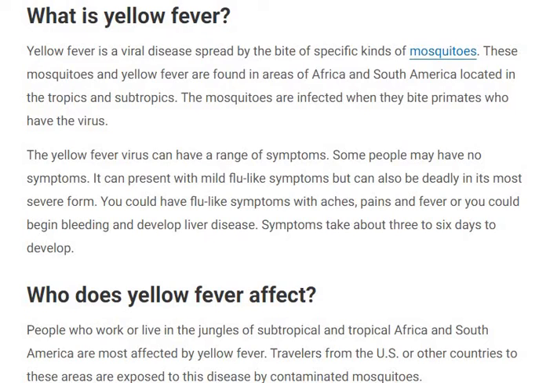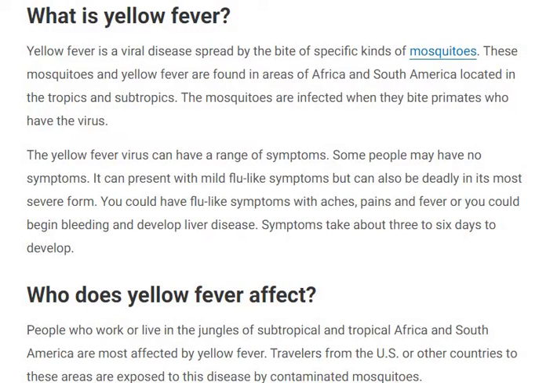The yellow fever virus can have a range of symptoms. It can present with mild flu-like symptoms, but can also be deadly in its most severe form. You could have flu-like symptoms with itches, pains, and fever, or you could begin bleeding and develop liver disease. Symptoms take about 3 to 5 days to develop. So, ladies and gentlemen, after 6 to 7 days, yellow fever shows its basic and important symptoms. In the next slide, we discuss the severe symptoms and the normal symptoms of yellow fever.